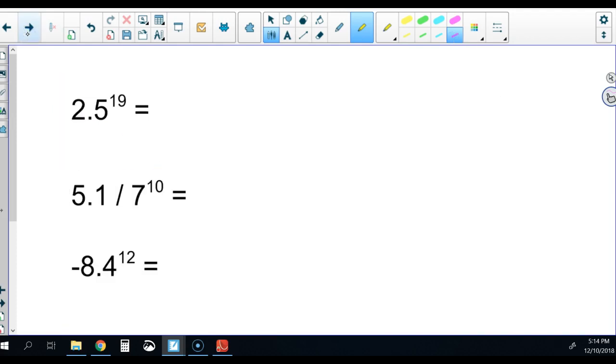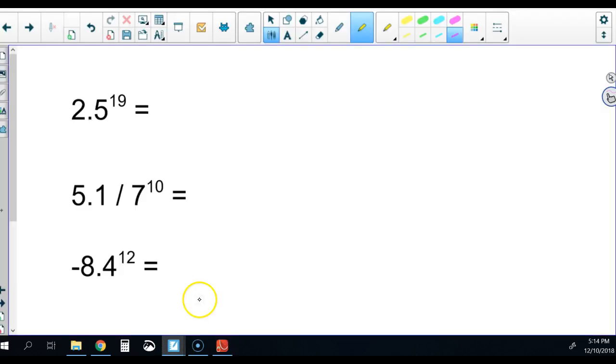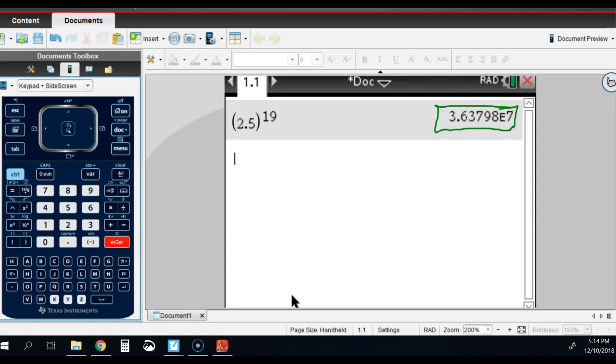Let's look at a few calculator problems. 2.5 to the 19th power. Look at your calculator. You can type in 2.5 to the 19th power. Now, this gives you something you may or may not be used to seeing. 3.63798 E7. E7 is scientific notation. That's 3.63798 times 10 to the 7th power.